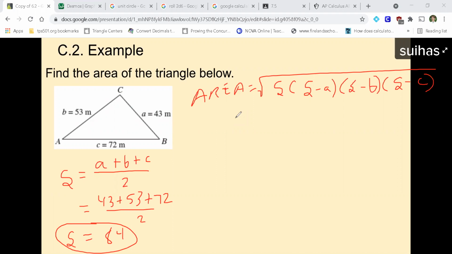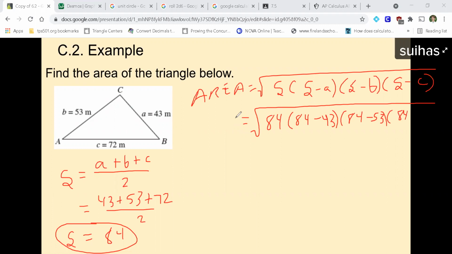If we've now plugged in our numbers, the area is the square root of 84 times 84 minus 43 times 84 minus 53 times 84 minus 72. Type it into the calculator and you get that the area is about 1,131.89 meters squared.